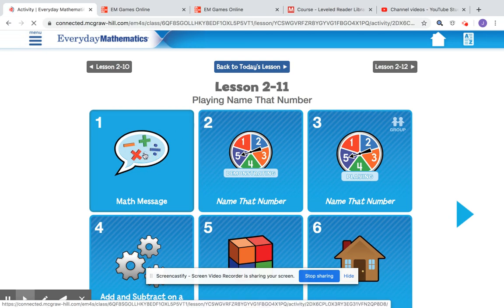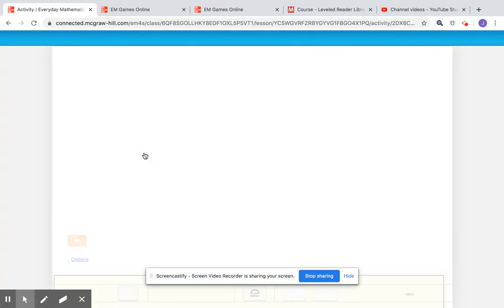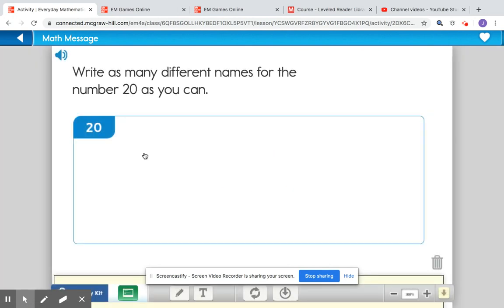First, we're going to start with our math message because our math message is piggybacking off of what we did in lesson 210 with the name collection box. So I just want you to try for me to write as many different names as you can for the number 20. We've done this before. It was yesterday's lesson. So I'm going to start you off and I'm going to spell the number 20 for you.